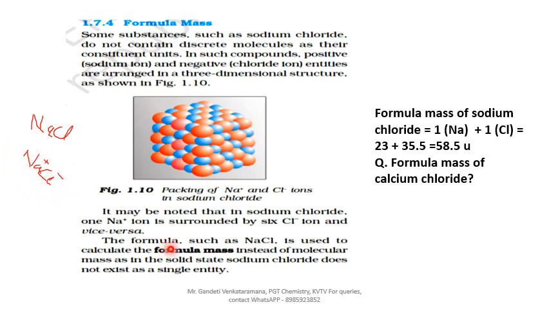Nothing else is there. The procedure is the same. Formula mass of sodium chloride: 23 plus 35.5 equals 58.5 unified mass. Formula mass of calcium chloride is the homework for you. Try to solve the problem.